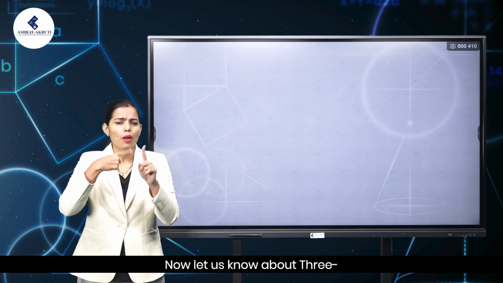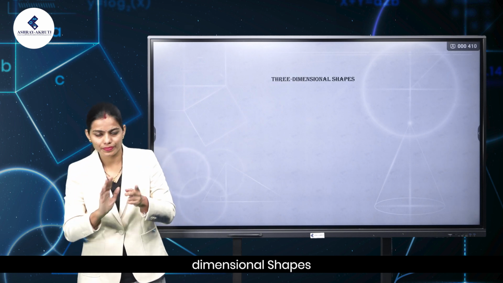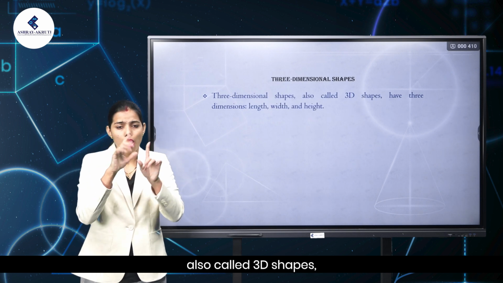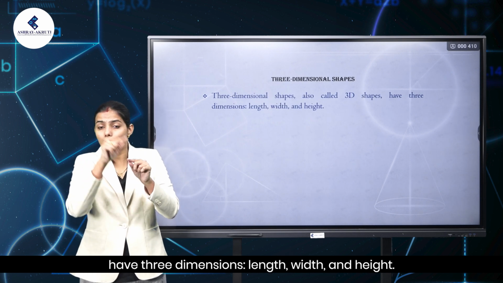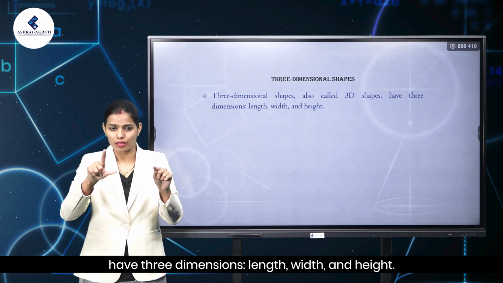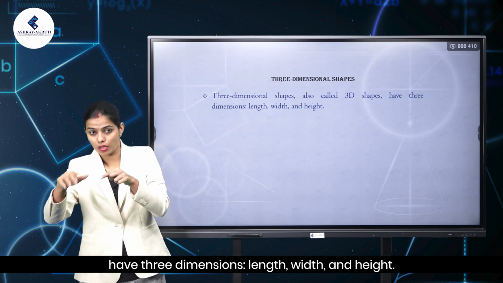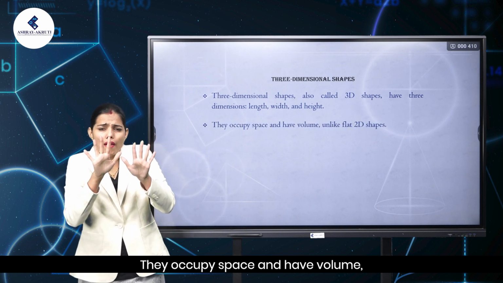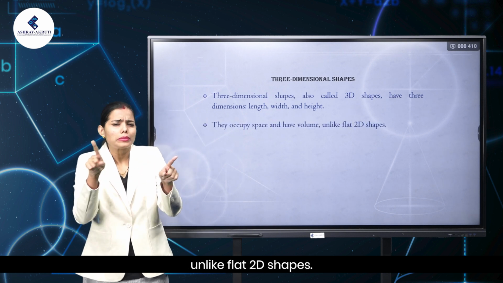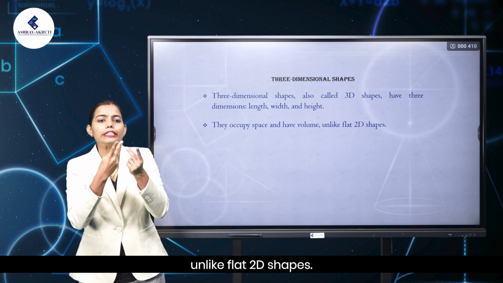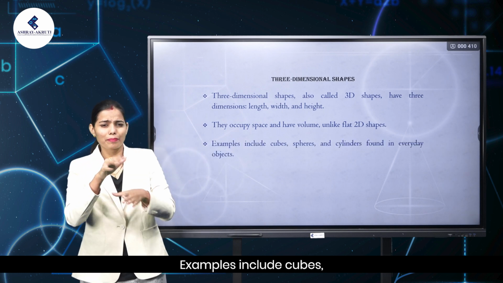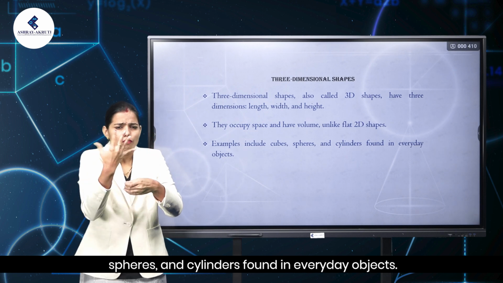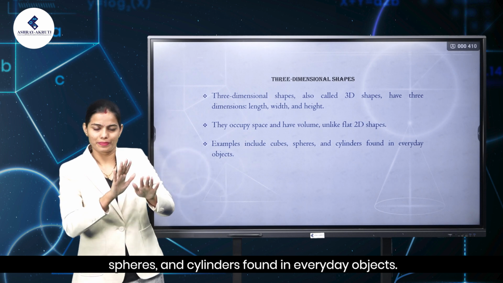Now let us know about three-dimensional shapes. Three-dimensional shapes, also called 3D shapes, have 3 dimensions: length, width and height. They occupy space and have volume, unlike flat 2D shapes. Examples include cubes, spheres and cylinders found in everyday objects.